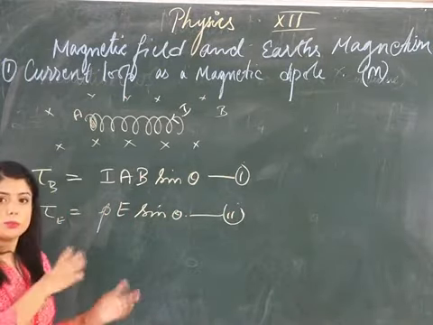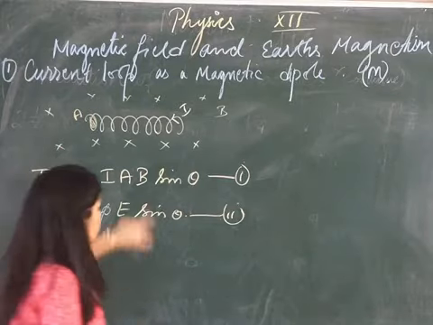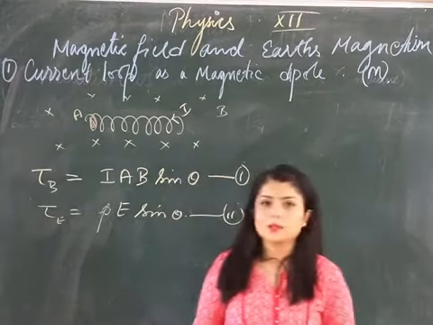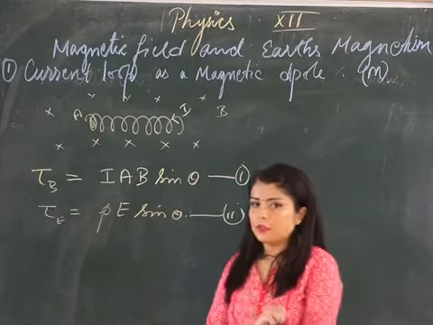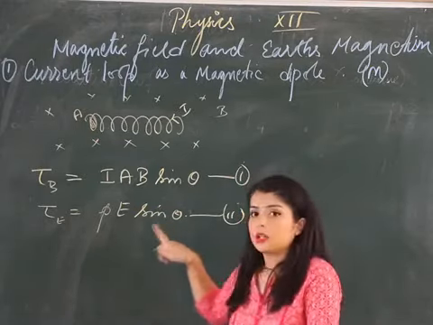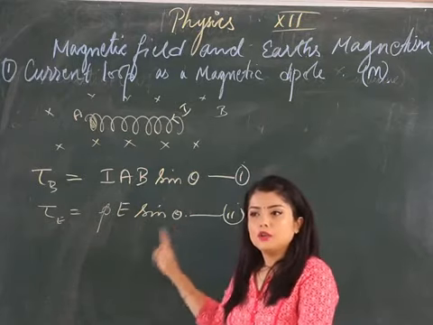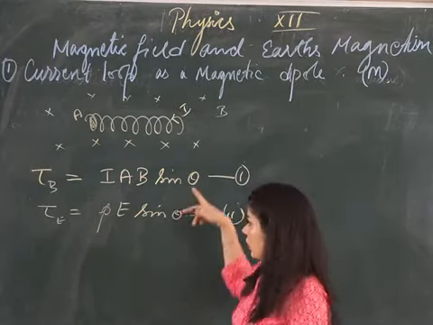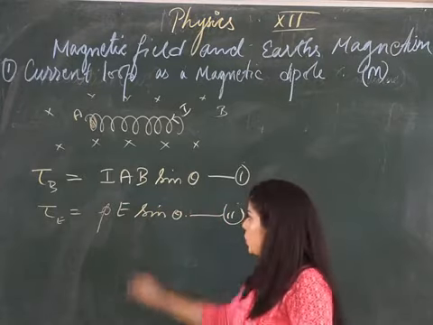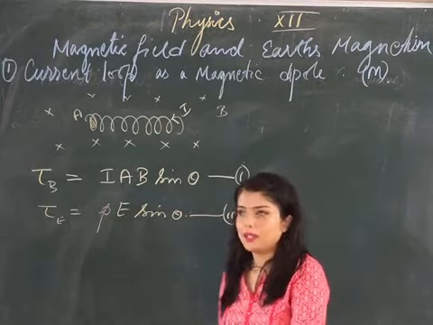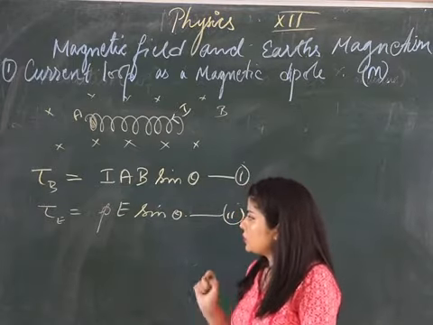Okay, you need to relate with the previous chapter which we have studied. This first equation is for torque experienced by a solenoid or a circular loop kept in a magnetic field. This one is for a dipole kept in a uniform electric field. So you can just compare these two equations. Now, comparing equation 1 and 2.